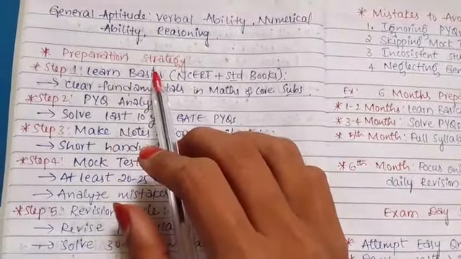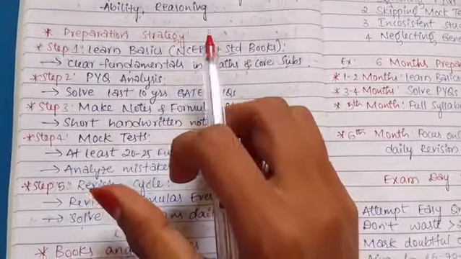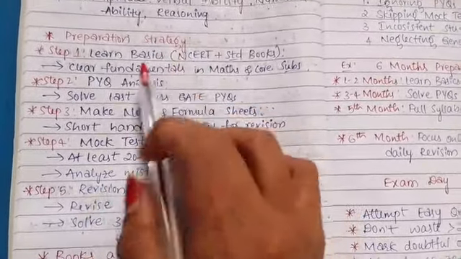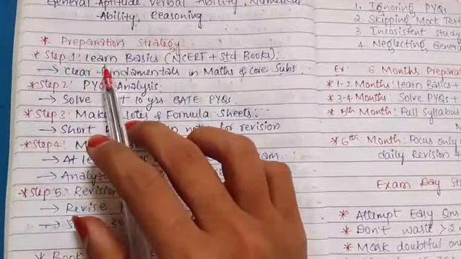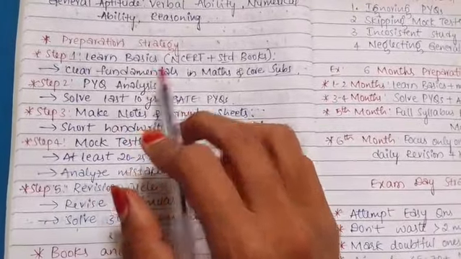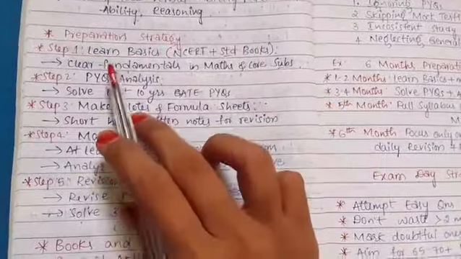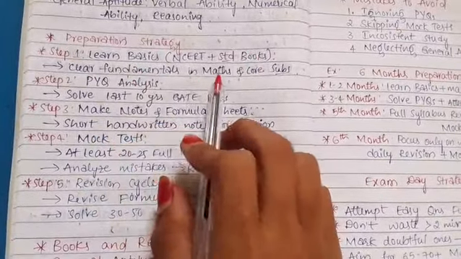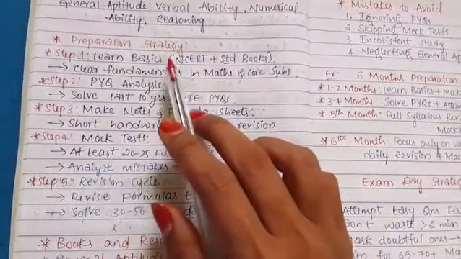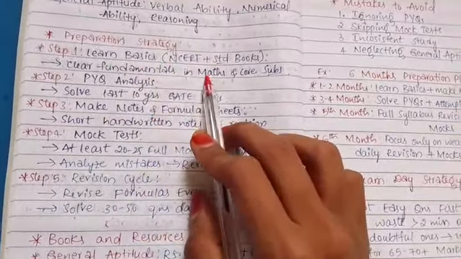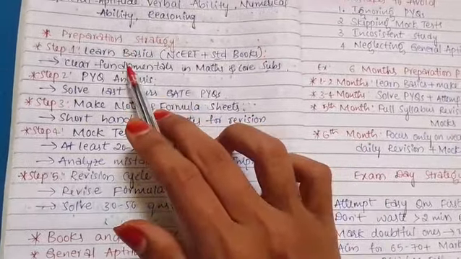Next is the preparation strategy. There has to be some preparation strategy to study anything. I'll tell you step by step. Step 1: learn the basics first. Take the NCERT book or standard books, anything, and clear the fundamentals in maths and core subjects. You have to study the fundamentals clearly in maths and in the core subjects as well. This is step 1 that you have to do.